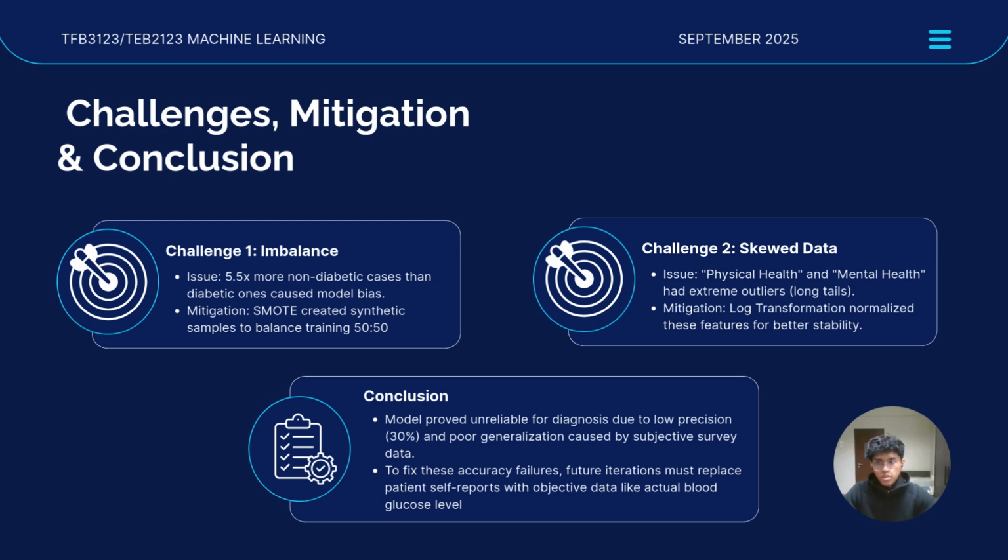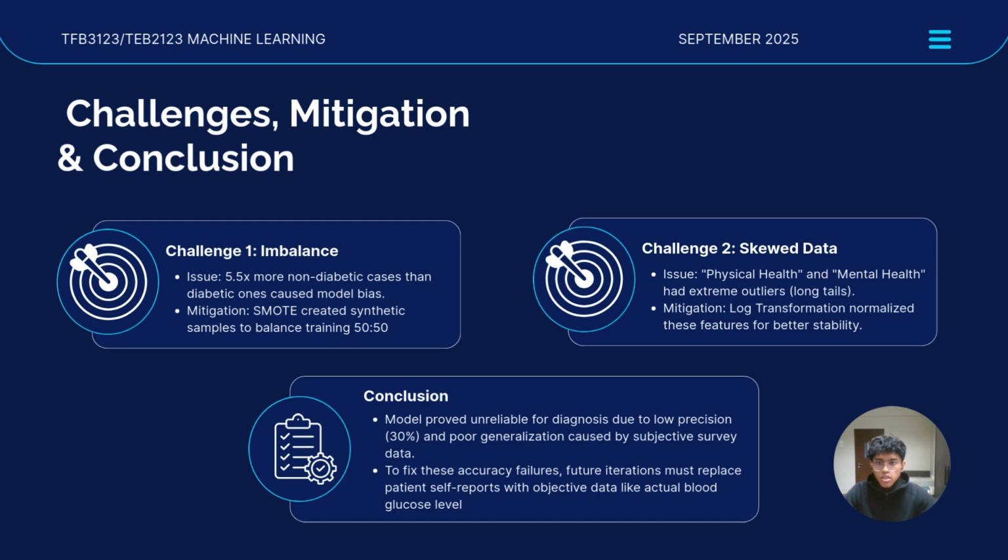Moving on to challenges, mitigation, and conclusion. The first challenge that we faced during this project is class imbalance, as the dataset was heavily imbalanced. The ratio was 5.54 to 1 of non-diabetic cases to diabetic ones, which initially caused the model to be biased towards healthy prediction. As we mentioned earlier, to mitigate this, we applied the Synthetic Minority Oversampling Technique, SMOTE, which allowed us to create synthetic samples and balance the training data to a 50-50 ratio.